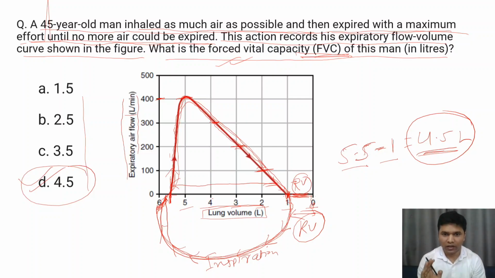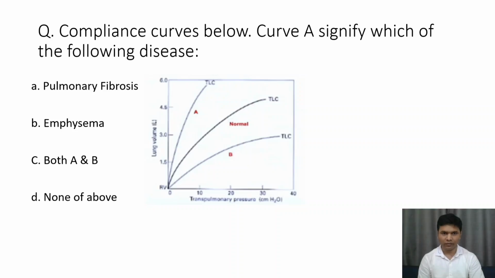So just read the diagram carefully and try to answer. Here don't get confused about this one. This is the residual volume. This amount of air is still remaining in the lung. So the total volume is 5.5 liter, but still 1 liter is inside the lung. So forced vital capacity will be 4.5 liter here. So now let's move to the next question.